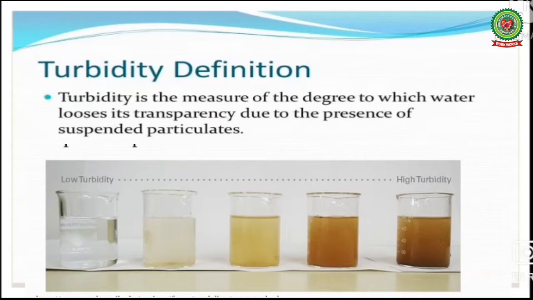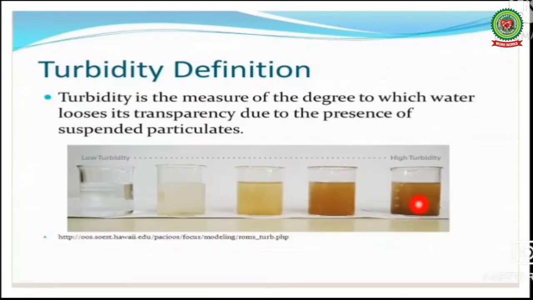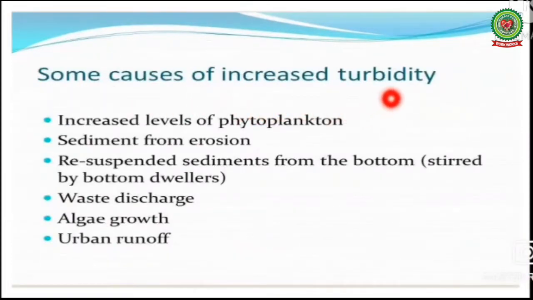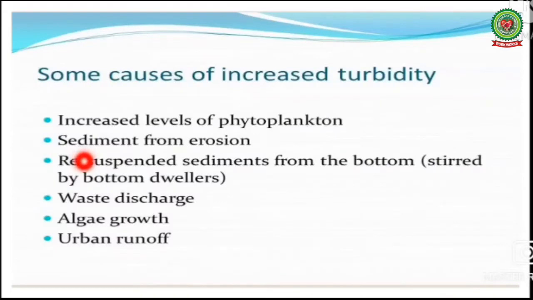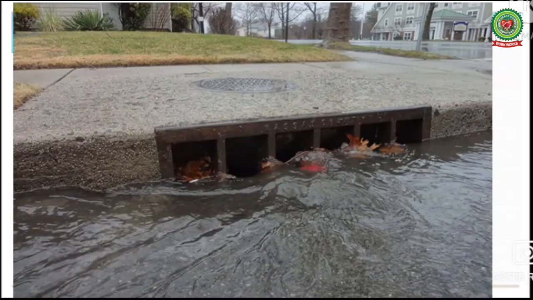This is water with low turbidity as it is transparent, and as the pollutants are entering into the water, you can see the turbidity is increasing since its transparency is decreasing. Some causes of increased turbidity. First is increased levels of phytoplankton, that is aquatic plants. Next is sediment from erosion. Third is resuspended sediments from the bottom. Fourth is waste discharge. Fifth, algae growth. And the last one is urban runoff.